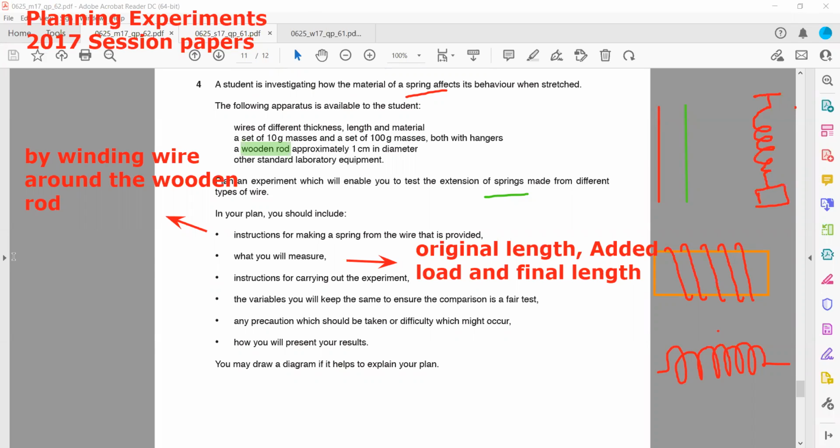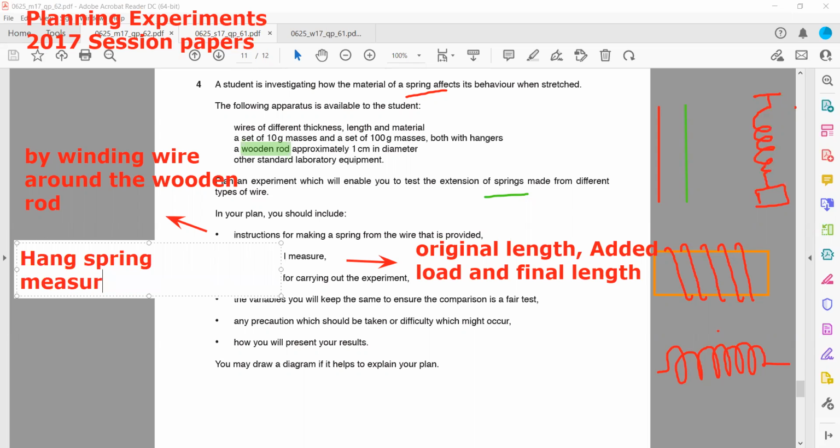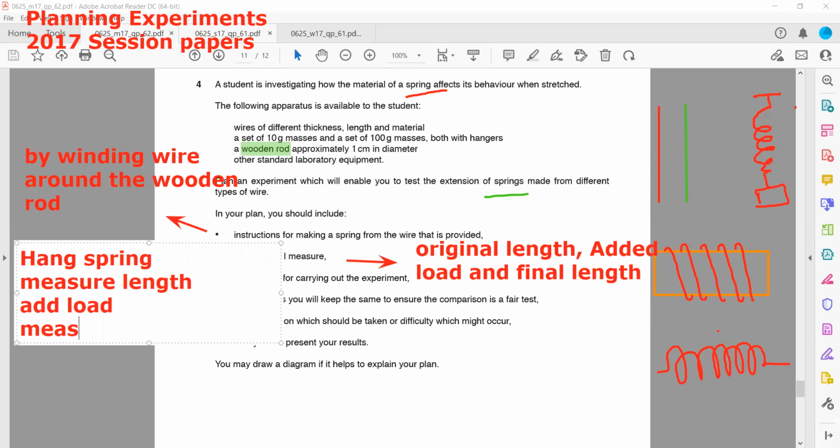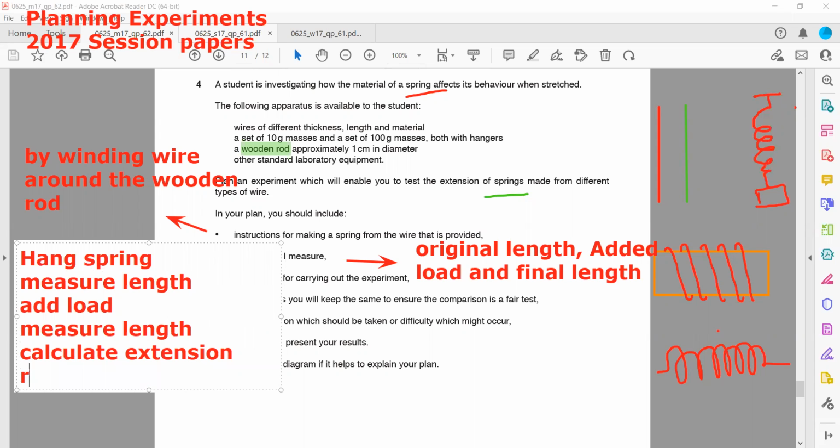So the procedure for this experiment, we will hang the spring first. We'll measure the length. We'll add load, measure the length again, calculate extension, and then we will repeat the experiment with other types of materials or other types of springs.